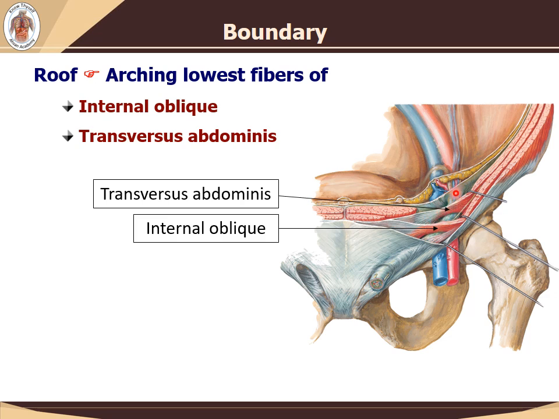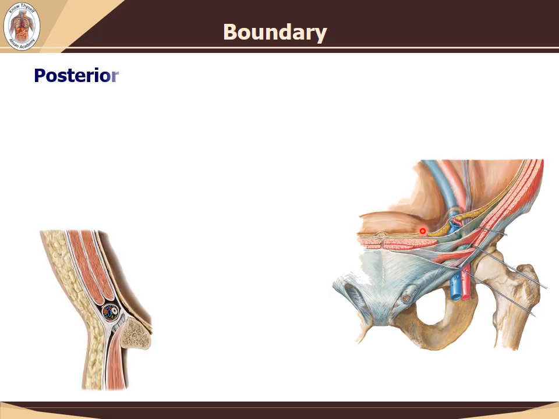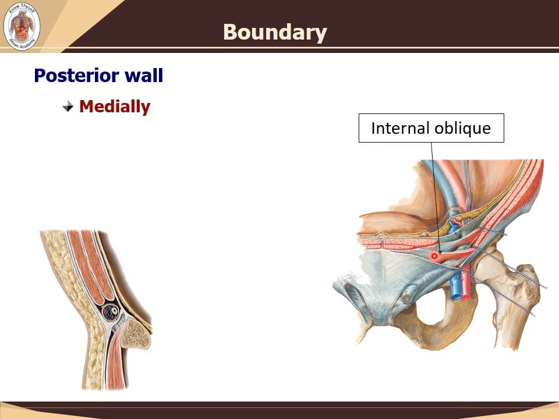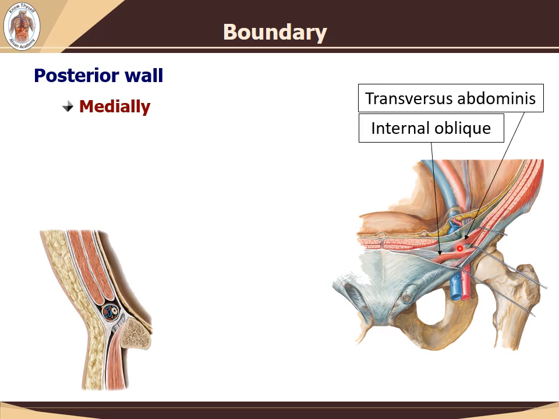This is the opening, and this is the opening. Over that it is passing. So this roof is formed by these arching fibers of both muscles. The posterior wall, you can see, is fused together and forming the posterior wall. The medial part is formed by the conjoint tendon. So in the medial part, it is the internal oblique and the transversus abdominis.